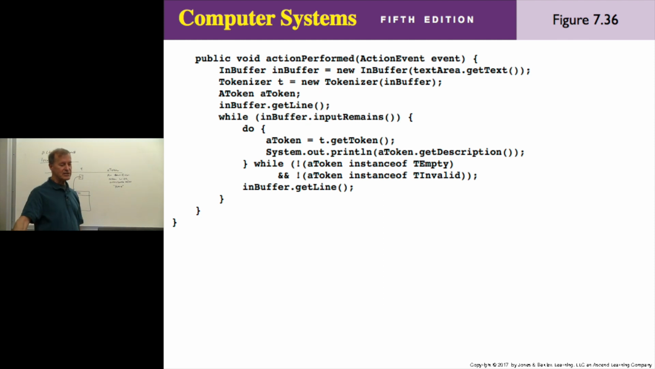So now what it does: a token gets t.get, System.println aToken, while what? While not aToken instance of T empty, and not what? aToken instance of invalid. So is that true here with this token? Yeah, question?